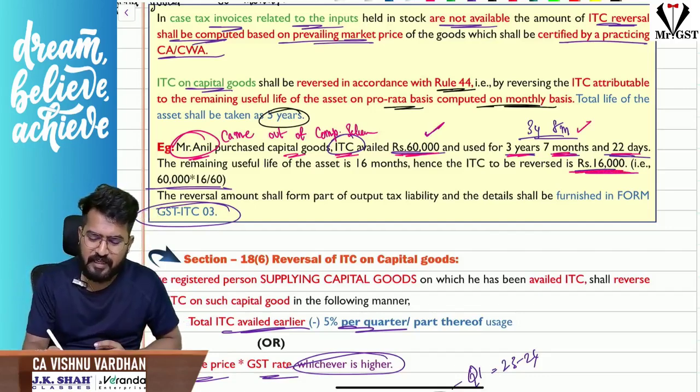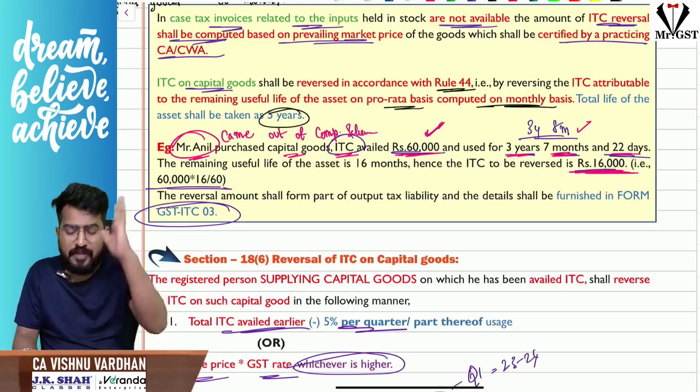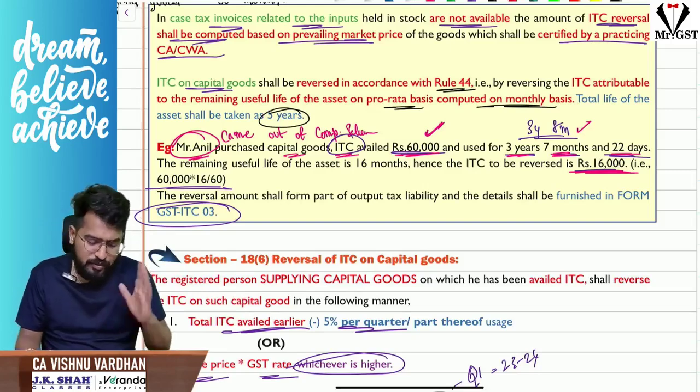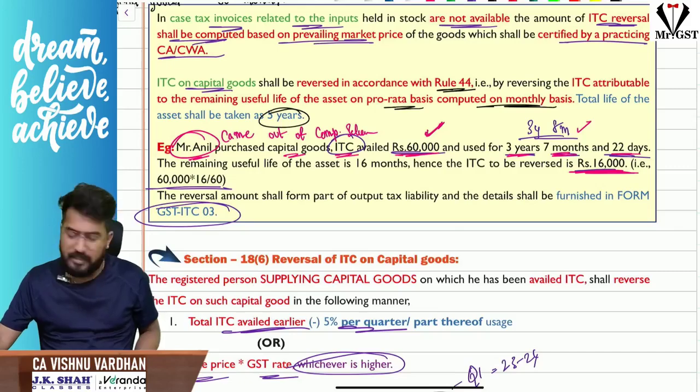Proportionate ITC for the life of the asset. The life of the asset is 60 months. You see how many months are still left, and for that you should reverse the ITC. For that you should file form GST ITC-03. So that is the concept. Hope you are clear with that.